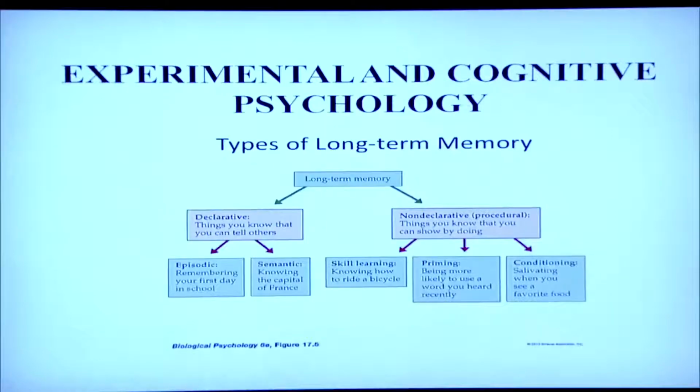This is a diagram showing a flow chart for types of long term memory. This diagram is here to explain that cognitive psychology is trying to understand the different processes experimentally. Say, for example, how do we process the information and how do we store the information in our mind?